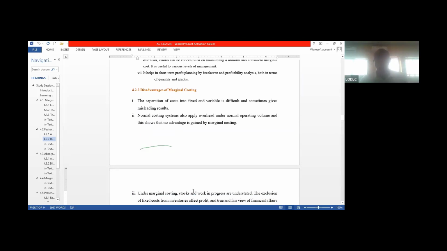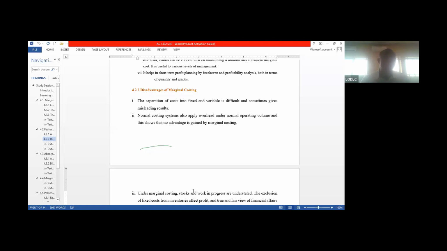So for every advantage, there must be a disadvantage. These are the advantages of marginal costing. For the disadvantages, one is the separation of cost into fixed or variable cost. Most times it might be difficult for you to know that this item is fixed and this item is variable.